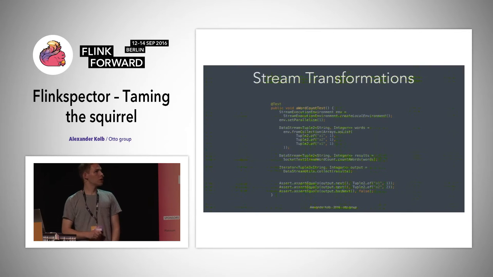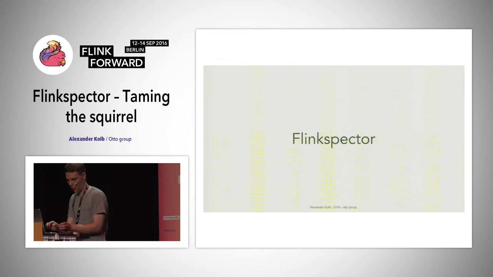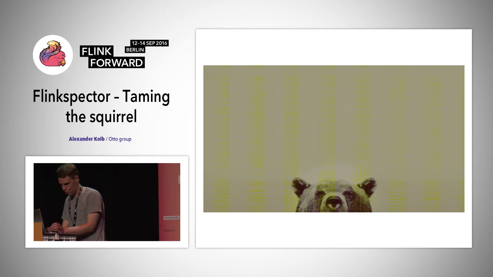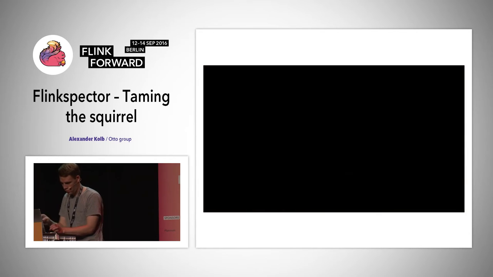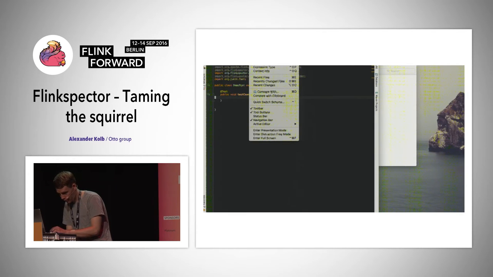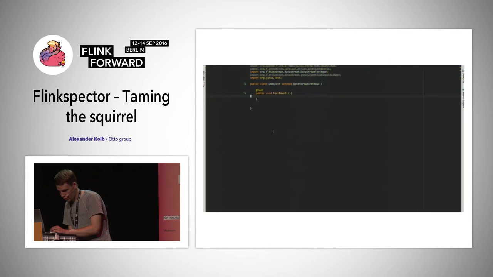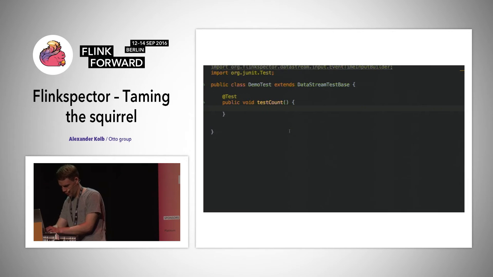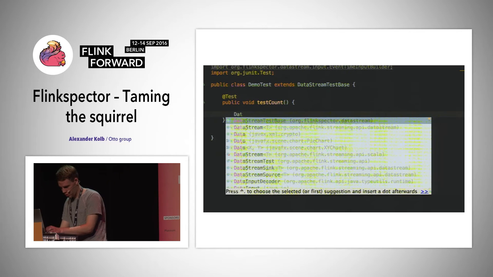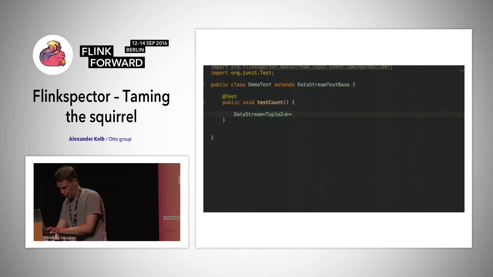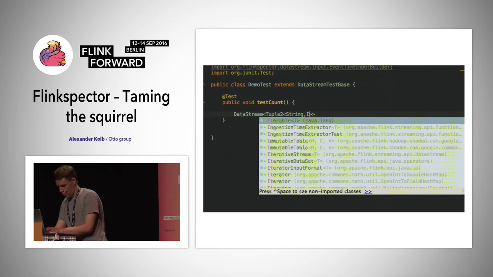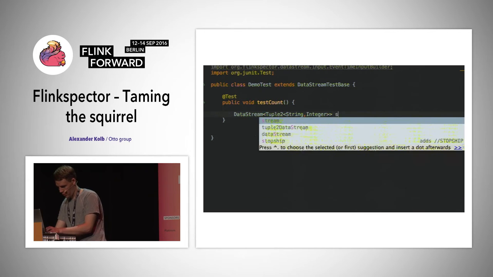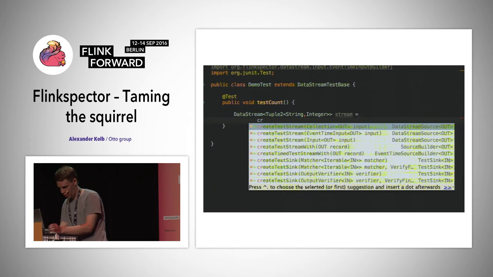So what I have done is this. What you're doing in Flinkspector on first look looks very similar. You want a data stream of strings and integer tuples, and then you say create test stream.